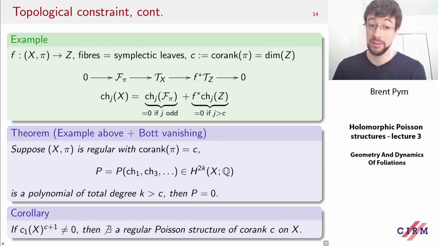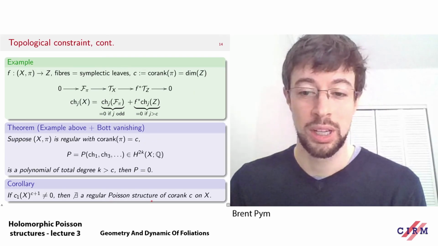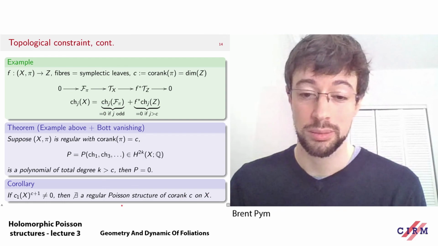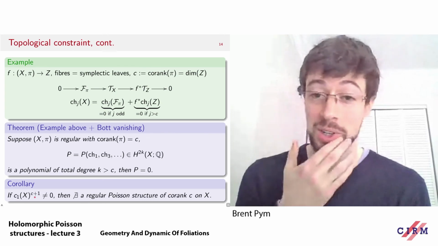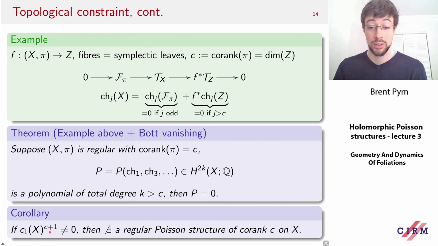There's a very special case of that. Here's a very simple polynomial in Chern characters. You take the degree 1 part, that's odd, and now you raise it to the power C plus 1. Let's suppose that that class is non-zero. Then we conclude that there can't possibly be a regular Poisson structure which has co-rank C on X. So this rules out the existence of regular Poisson structures on a very, very large class of complex manifolds. So in the next lecture, we're going to make use of this and study the case where this class is non-zero and we have Poisson structures which are not regular anymore.